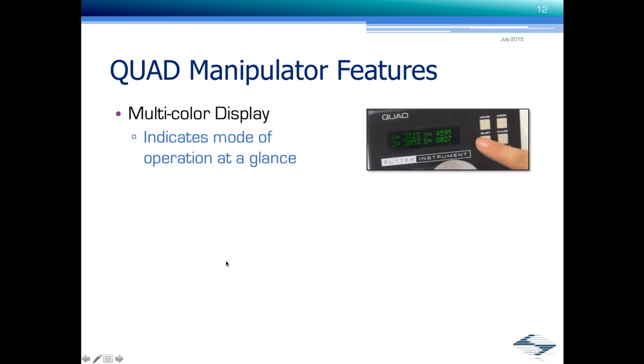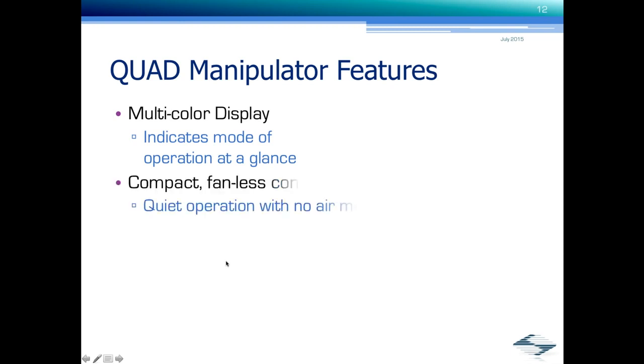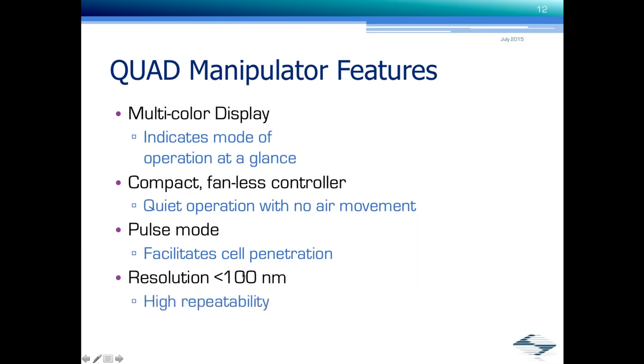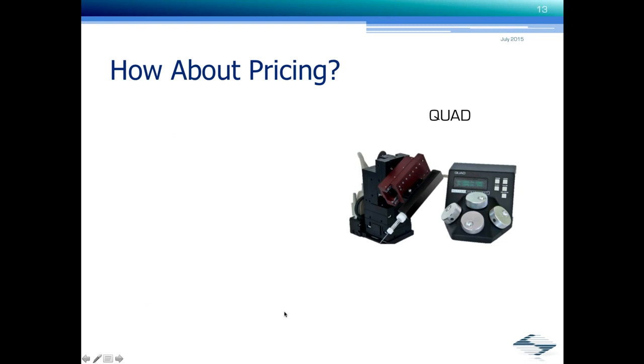Besides that, there's a multicolor display that indicates the mode of operation, so for example when it's in quiet mode, pause mode, or relative mode. There's no fan to blow dust over your air table, and the pulse mode also facilitates intracellular recordings, impaling the cell. And of course, there are the usual features like high repeatability, small resolution, etc. What you will like is the price point.